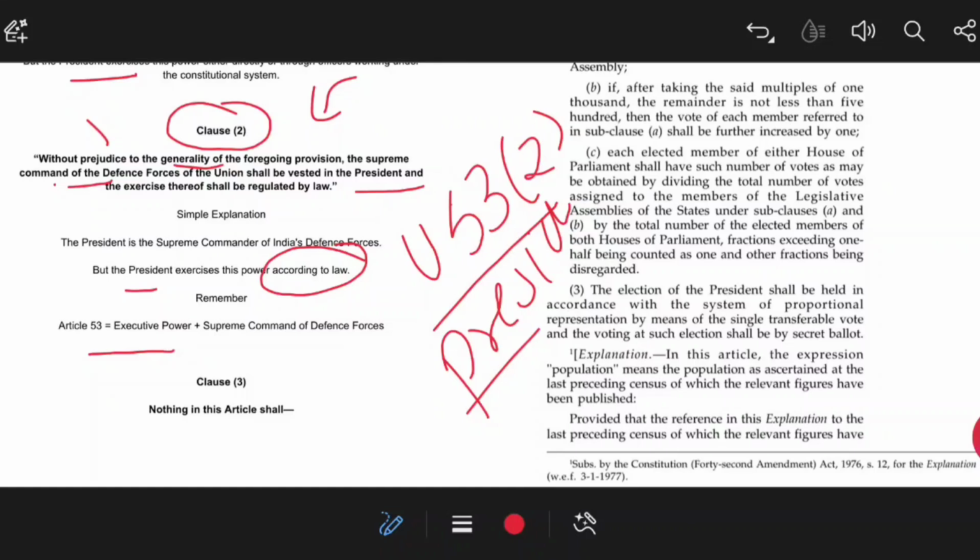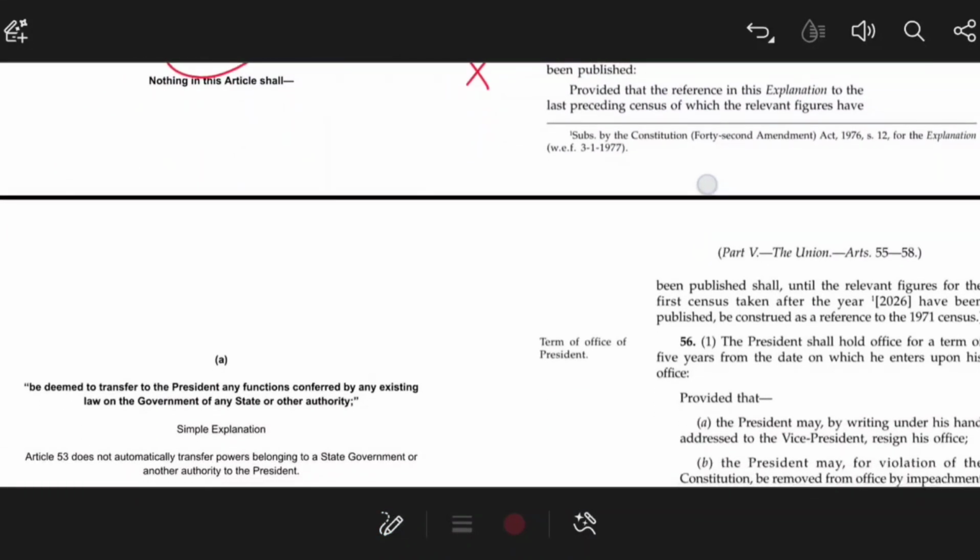Apart from this, the article also provides a supreme command over the defense forces. That is Article 53, and it also has a clause 3 as well. That means Article 53 clause 3 is basically: nothing in this article shall be deemed to transfer to the president any function conferred by any existing law on the government of any state or other authority.